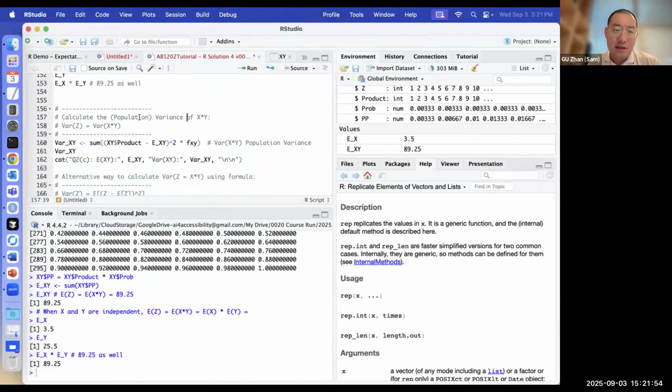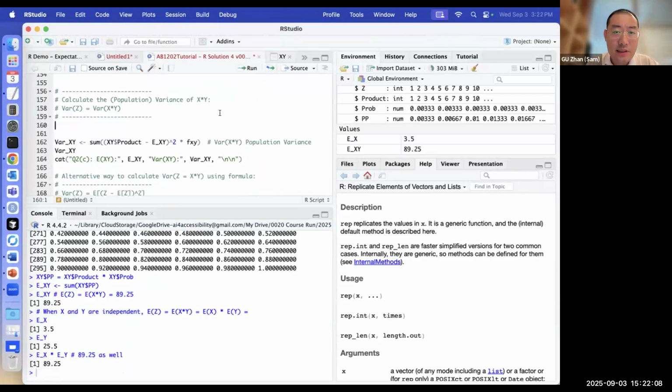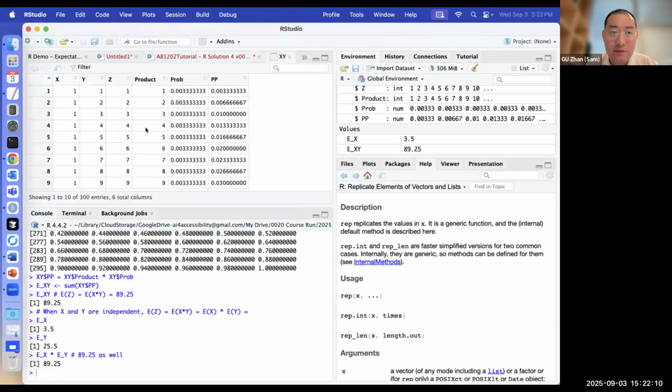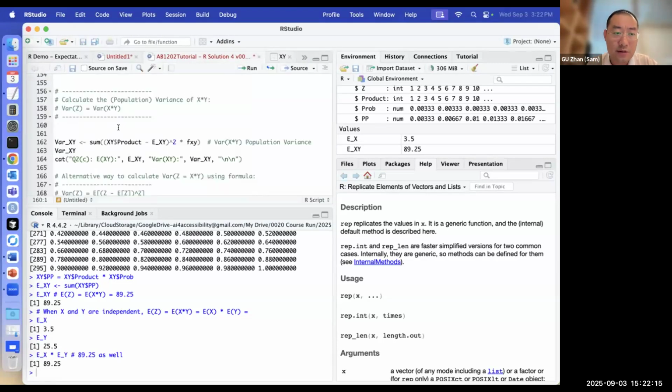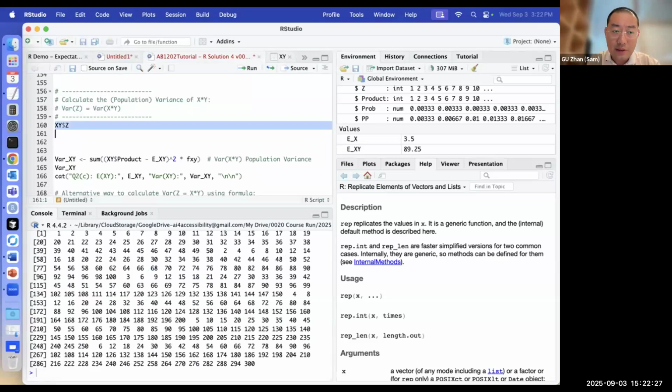Excuse me. Next, you look at the variance. Calculate the population variance of Z. Variance Z is variance X times Y. So since we already have this, that's quite straightforward and simple, right? So basically, we have this product field or the Z field. They are the same, equivalent. So this time, let's say we use Z. So these are 300 numbers of Z. Z is X times Y.